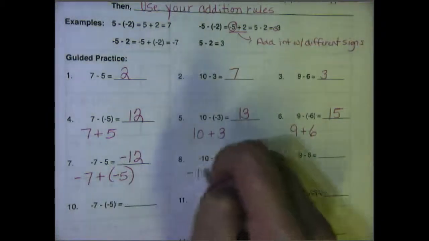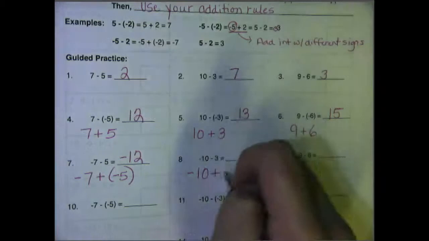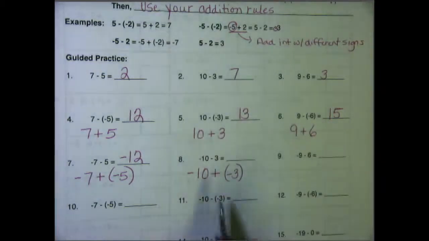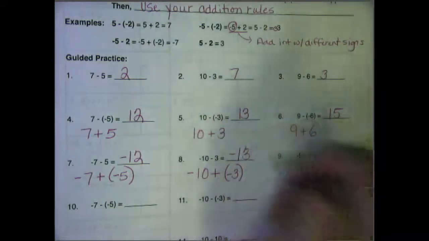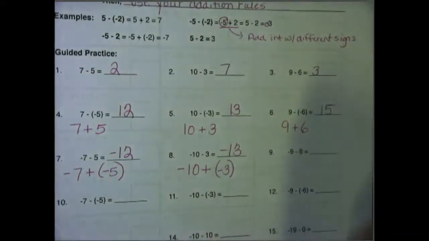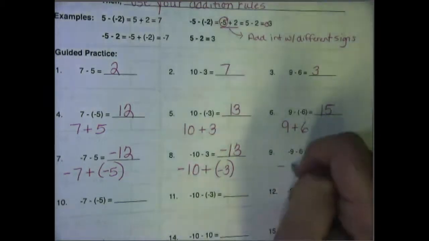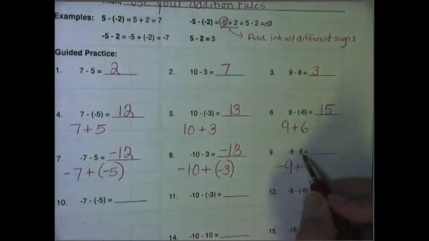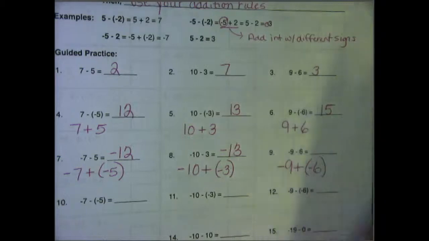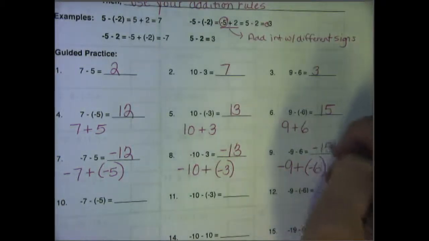Number 8, leave negative 10 the same, change the subtraction to addition, change the positive 3 to a negative 3, add the two together, negative 10 plus negative 3 is negative 13. Number 9, negative 9 minus 6. Negative 9 stays the same. Change the subtraction to addition. Change the positive 6 to a negative 6. Add the two numbers. 9 plus 6 is 15. They're both negative, so you get negative 15.